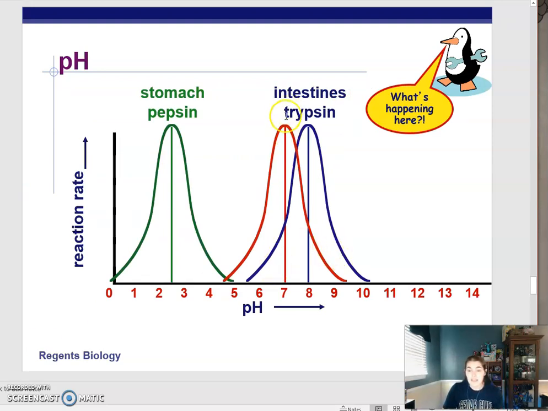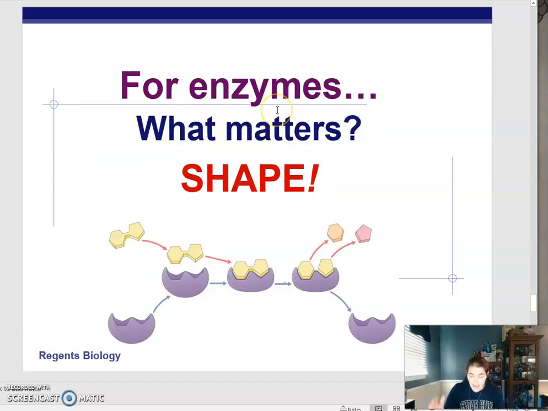So what that could look like is the bell curves are different. So for your stomach acid, the enzymes work at a lower rate. They have a lower preferred or optimum pH. For the normal, they're looking for about 7, but your intestines might have a higher pH that they prefer. But what matters for enzymes is shape. Form determines function. The shape of the enzyme tells you what it does, and the shape of the enzyme is what allows it to do its job. If you change the shape, it does not work.